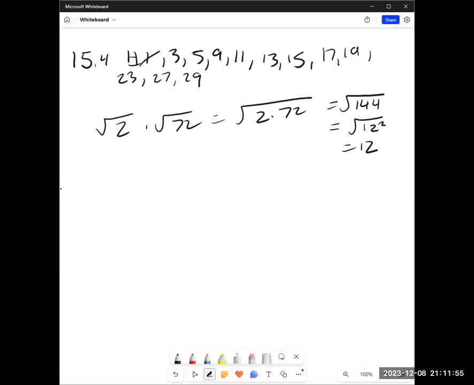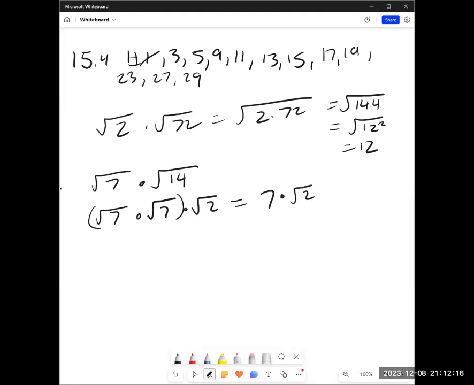Number 3, square root of 7 times the square root of 14. I'm going to go the other way and break 14 up, so this is going to be the square root of 7 times the square root of 7 times the square root of 2. The square root of 7 times the square root of 7 is 7, times the square root of 2, or 7 square roots of 2. That was like number 3.